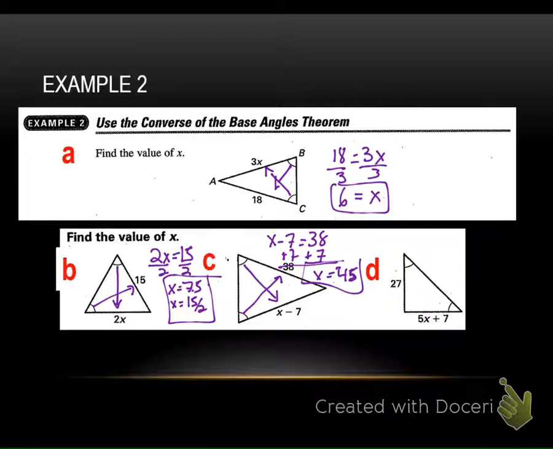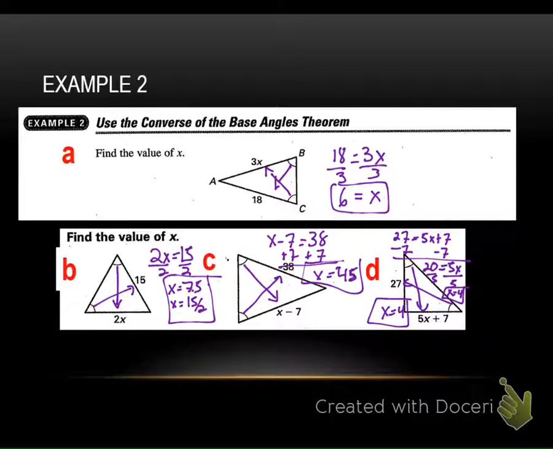And last but not least on this page, you have two congruent angles. The sides opposite of them have to be congruent. So that means you have 27 equals 5x plus 7. What's my first step? Yep, subtract 7. So you end up with 20 equals 5x. We got to get x by itself. Divide by 5. I'm going to write it down here because I ran out of space. So x equals 4.